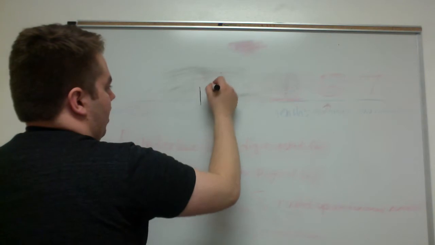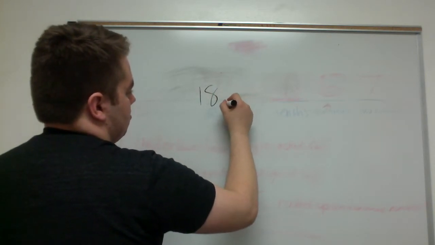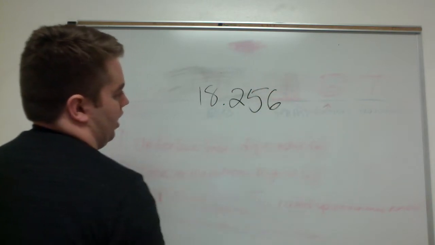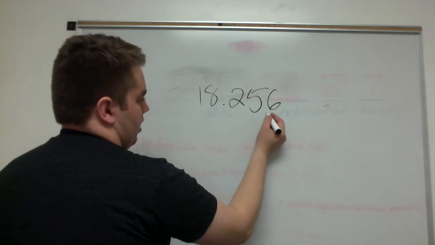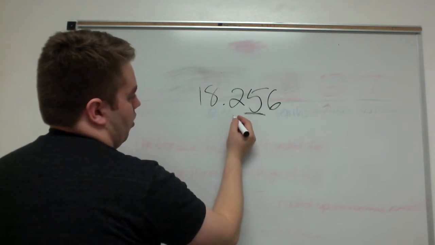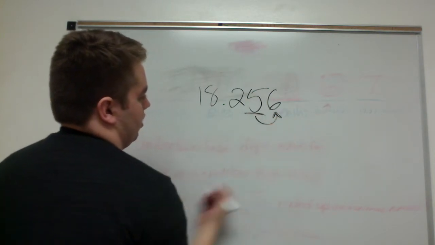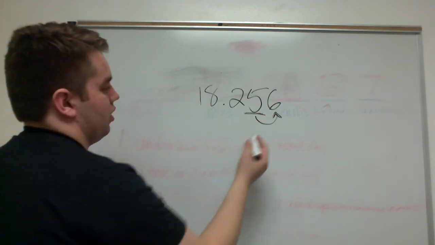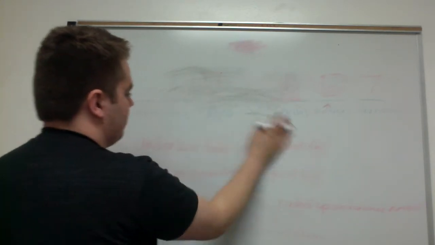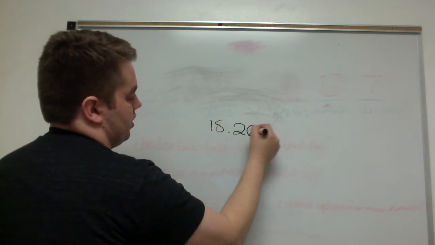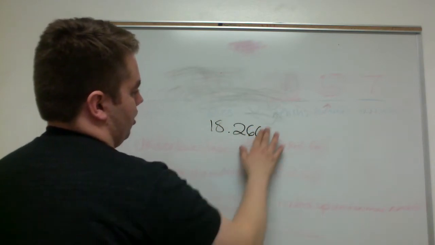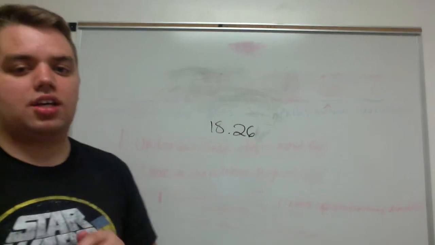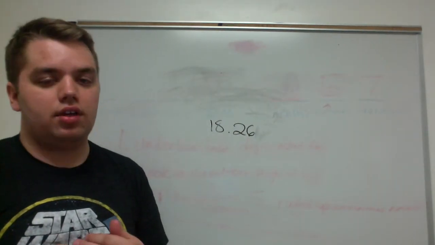Let's look at 18.256. We look to this number right here and see if we need to round it up. 6 is greater than 5, so we're going to round up, and we're going to have 18.26. Awesome. So that's just a couple examples of rounding.